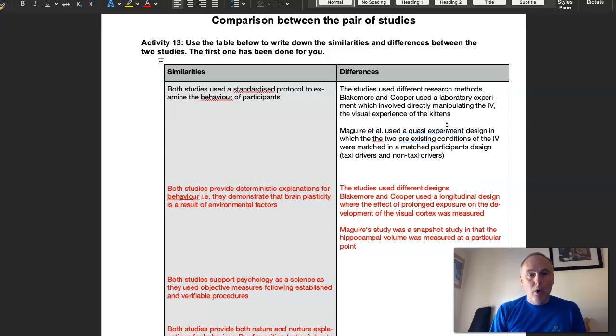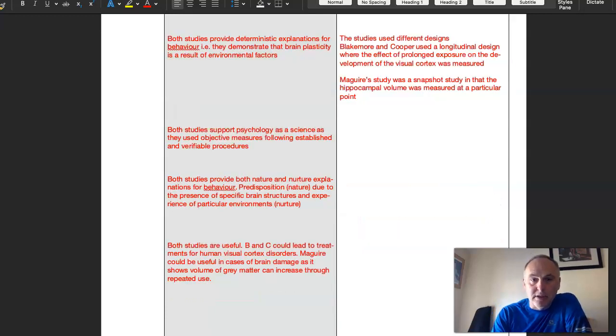Good. Right, let's have a look at the red stuff then, shall we? Because this is where you might need a little bit of help. Okay, so if we're talking about similarities then, let's start thinking a little bit more about APMIDs. Let's think about how we're going to use some of our debates to help us here. Both studies provide deterministic explanations for behaviour.